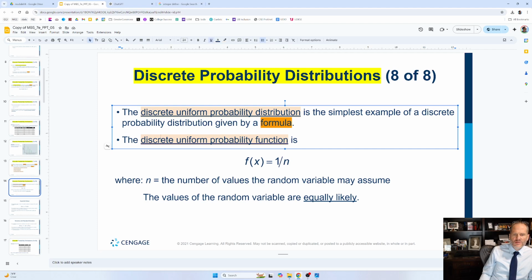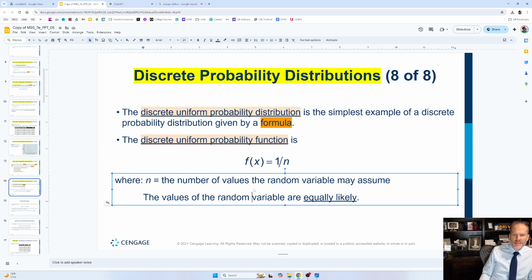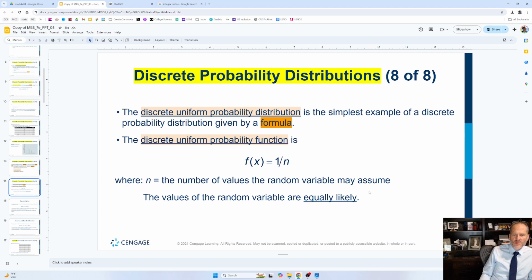The discrete uniform probability function is f(x) equal to 1 over n, where n is the number of values the random variable may assume. The values of the random variable are all equally likely. That would be like flipping a coin. So it's 1 over 2, since there are 2 values the random variable can assume. Or rolling a 6-sided die. It's going to be 1 over 6, and so there are 6 values the variable may assume.